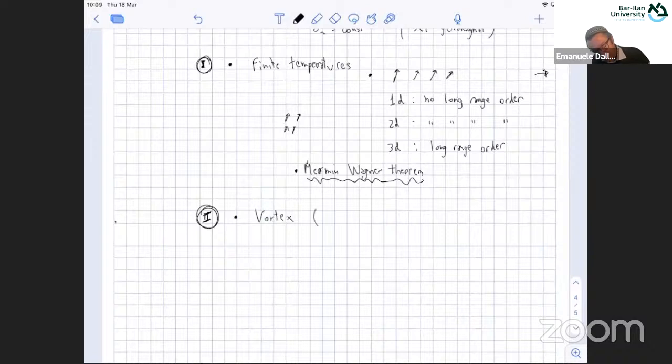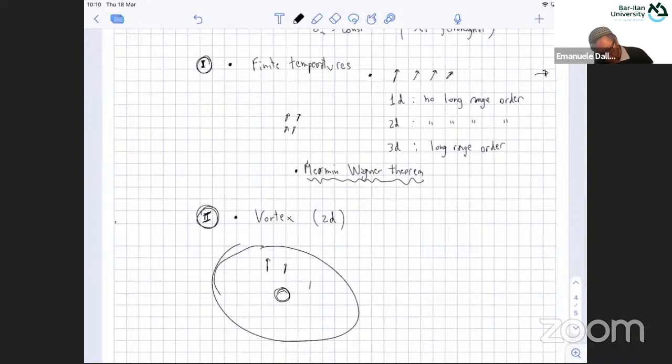So this is specifically in 2D. What you can have, let's assume that you have something like this, a ring. Let's assume that our lasers sit on a ring. So they're coupled to each other and they sit on a ring.